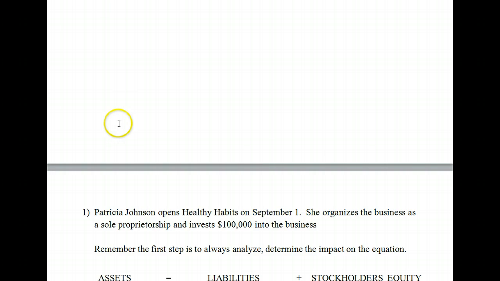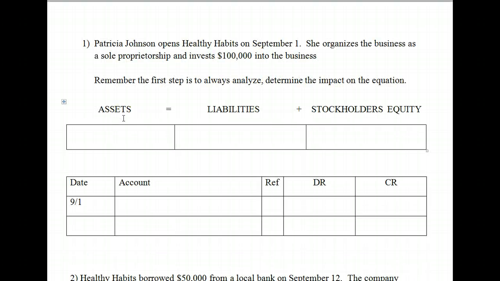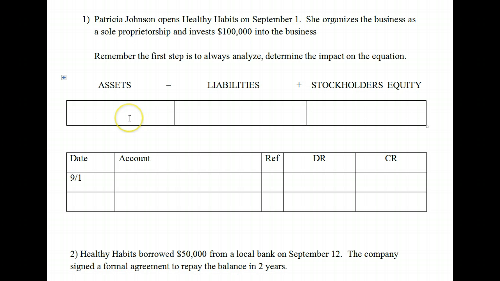All right, let's look at some transactions here to see if we can figure these out. So the first one, Patricia Johnson opens Healthy Habits on September 1st. She organizes the business as a sole proprietorship and invests $100,000 into the business. Remember, the first step is to always analyze to determine the impact on the equation. So let's talk about this. What's happening to our business?